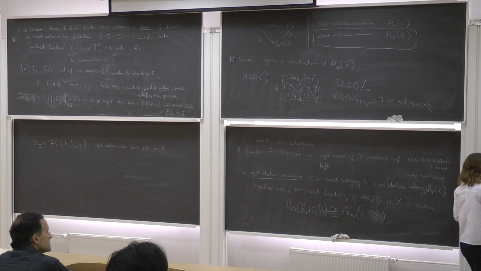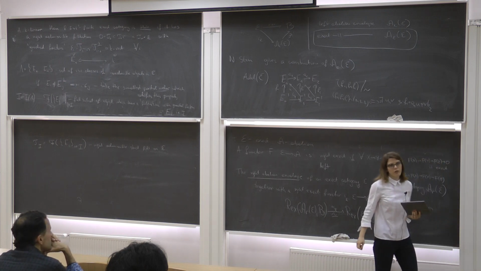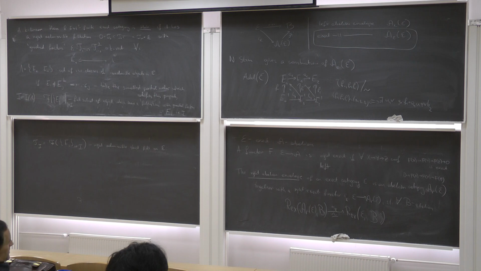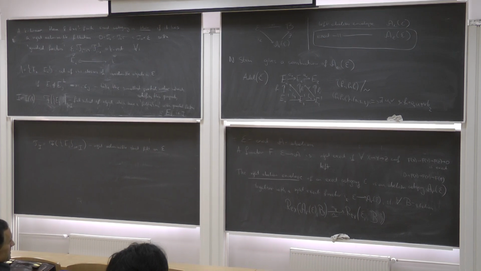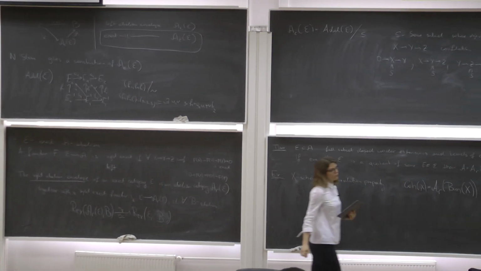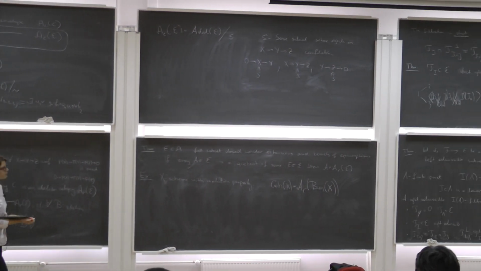Let us consider a scheme with the resolution property. It means that every coherent sheaf is a quotient of a locally free sheaf. So then this theorem tells you that the category of coherent sheaves on X is the right abelian envelope of the category of locally free sheaves on X. So this is one example of a right abelian envelope.